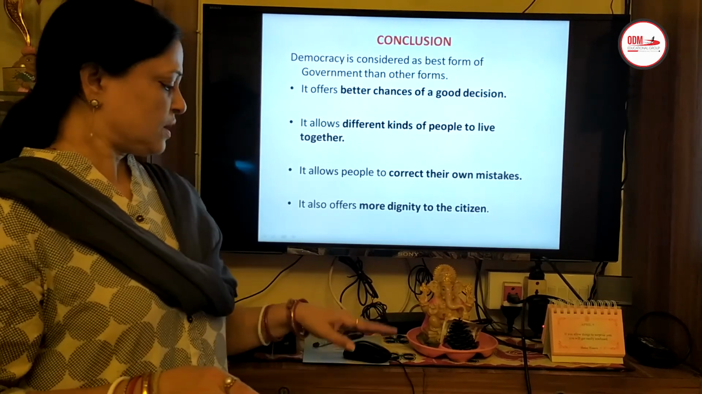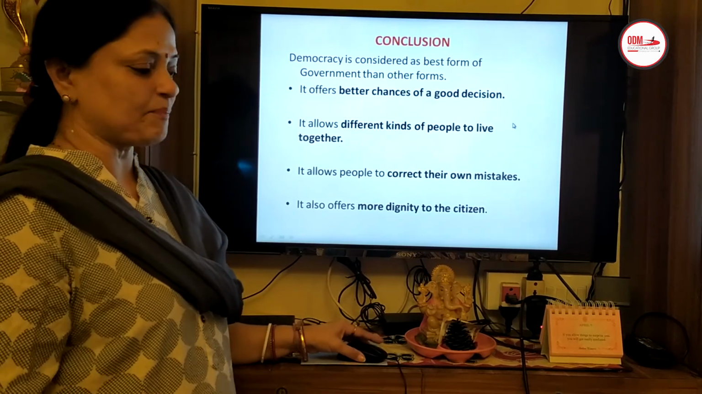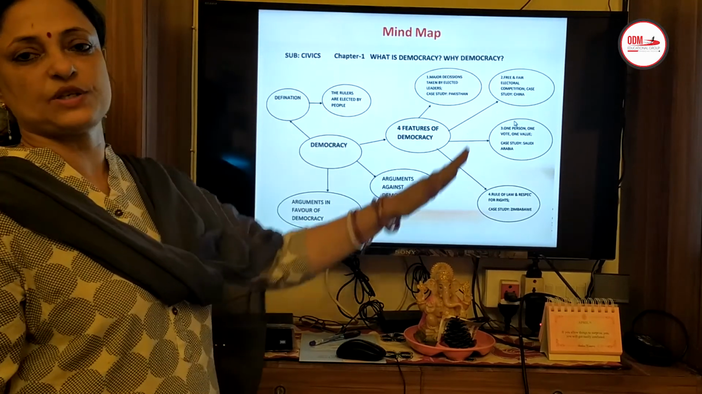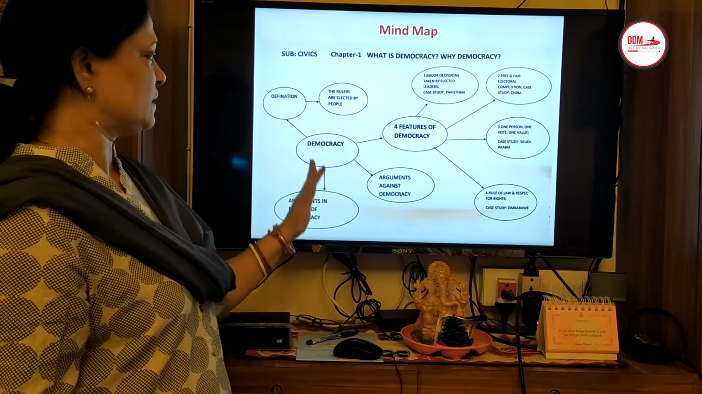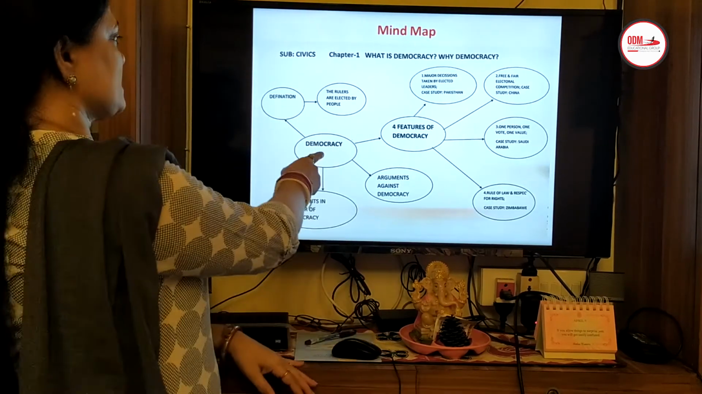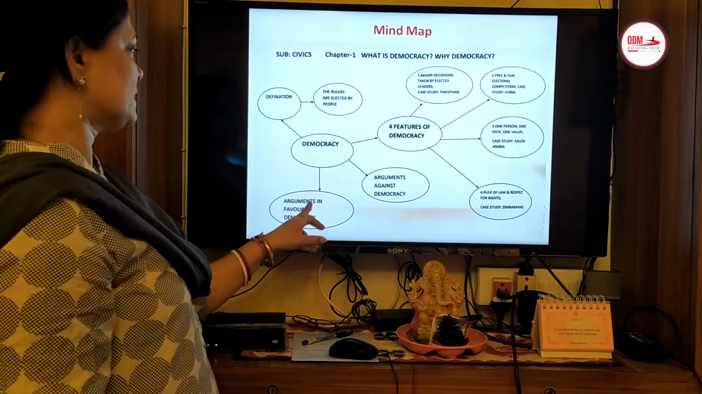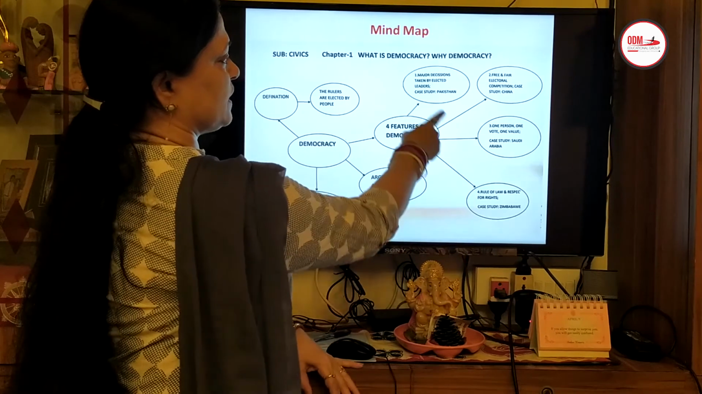This much. Now we will see the mind map. Here you can get the clear-cut picture of the topic. Here: democracy, democracy definition, the rulers are elected by the people. Here are 4 features of democracy, which we have already covered.